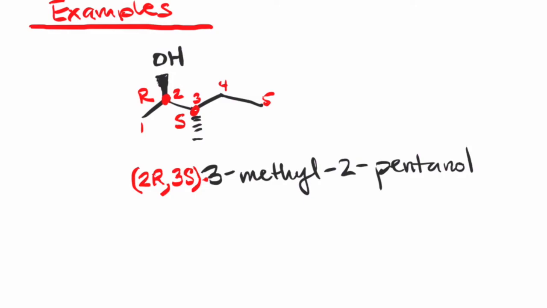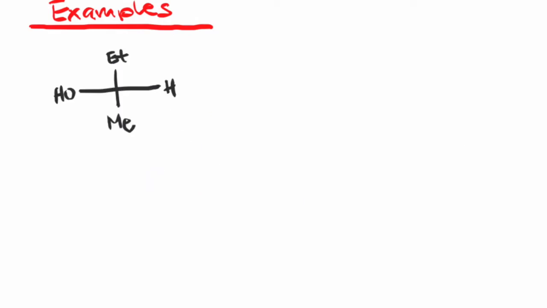with a dash in between. So the whole name of this molecule is 2R,3S-3-methyl-2-pentanol. Let's go on to another example. What about this structure? How would you designate the chiral center here?